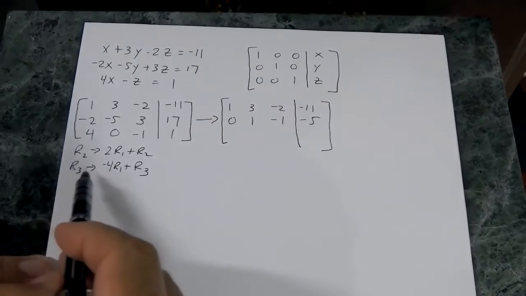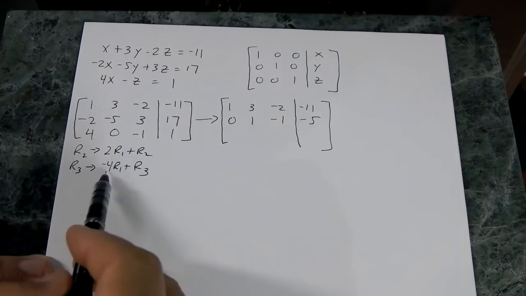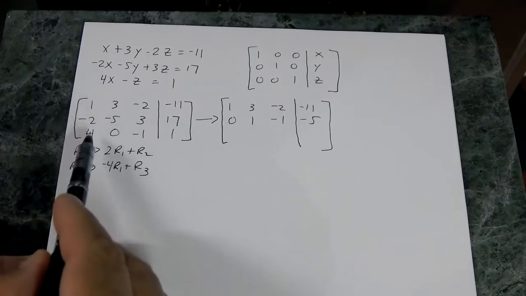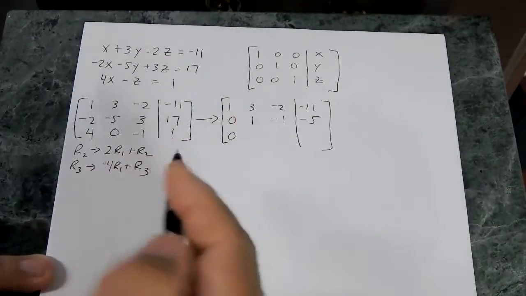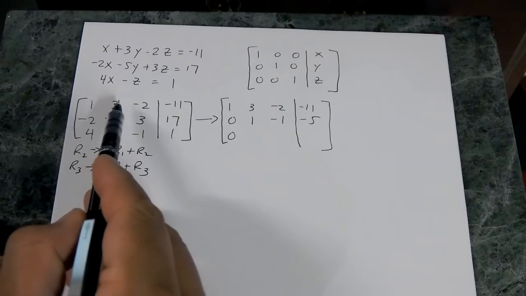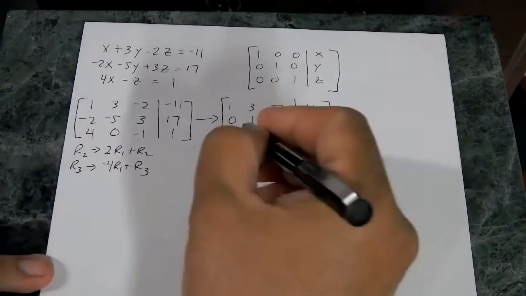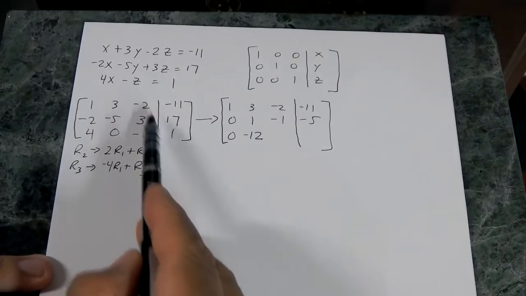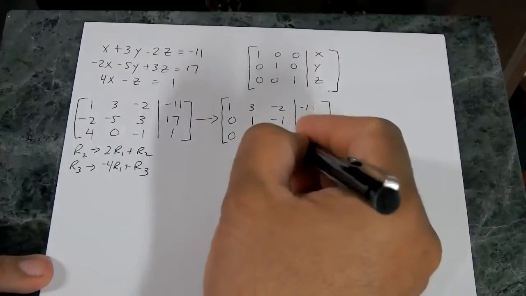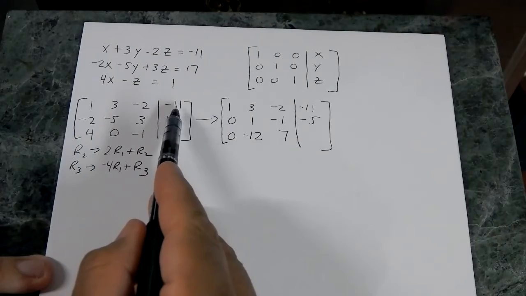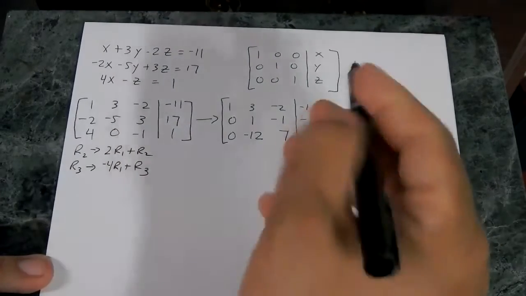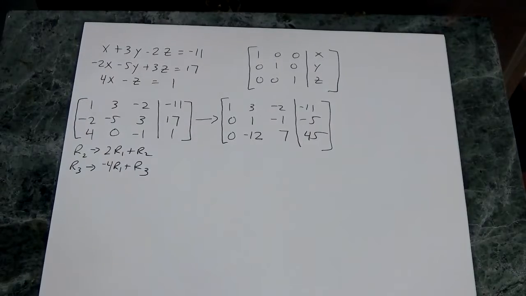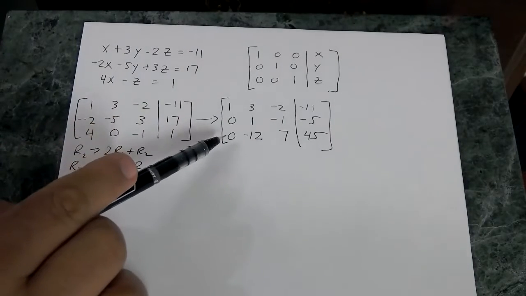And now, for row 3, I'm going to take negative 4 times row 1 plus row 3. So negative 4 times 1 is negative 4, plus 4 is 0. Negative 4 times 3 is negative 12, plus 0 is negative 12. Negative 4 times negative 2 is 8. 8 plus a negative 1 is 7. Negative 4 times negative 11 is 44, plus 1 is 45. So as you see, we got our 1, 0, 0.